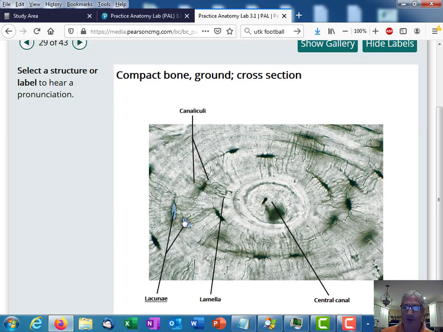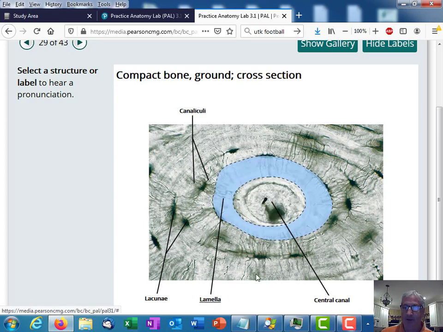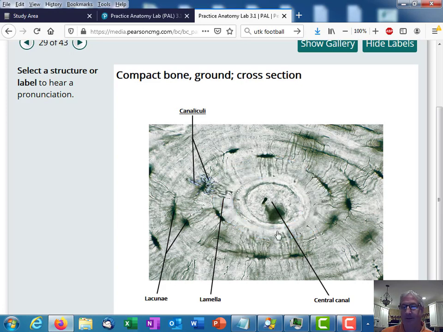Here's your lacunae with the osteocyte in them. Here's lamella, you see that, and there's your central canal. So you have a central canal, lamella, and then here's another lamella outside it. There's another lamella outside it, and these are the canaliculi. So these little stringy looking things are coming out from the lacuna. This is the lacuna here.